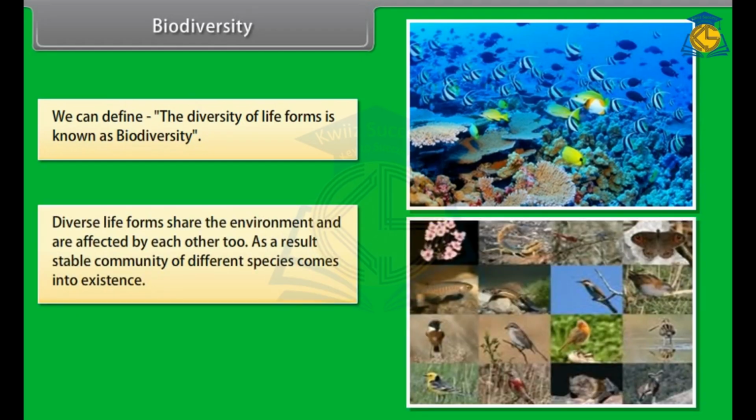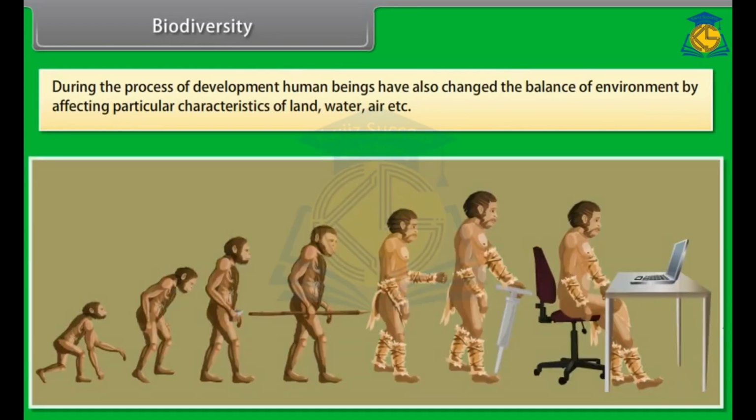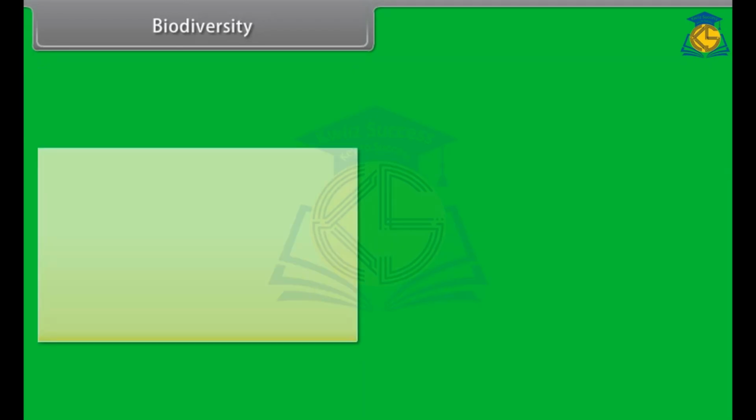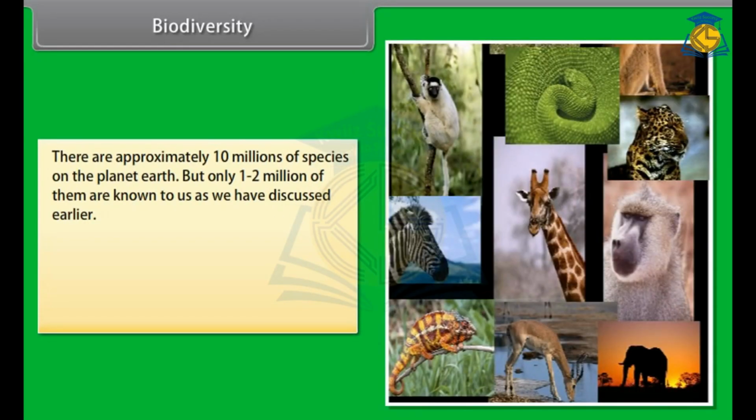Diverse life forms share the environment and are affected by each other too. As a result, a stable community of different species comes into existence. During the process of development, human beings have also changed the balance of the environment by affecting particular characteristics of land, water, air, etc. There are approximately 10 million species on the planet Earth, but only 1 to 2 million of them are known to us, as we have discussed earlier.